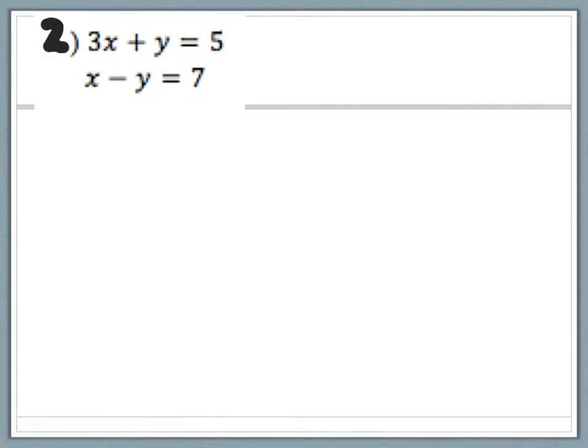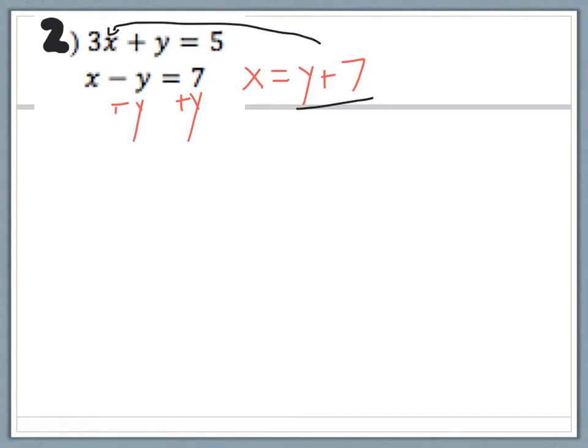Okay, so for this one, we're going to need to get a variable by itself. That's the only way you can substitute, is when you have a variable by itself. So what I'm going to go ahead and do is add y to both sides of this equation. So now this bottom one is actually going to be x equals y plus 7. Now I can go ahead and substitute that y plus 7 in for my x variable. So I'm going to have 3, then that y plus 7, minus y, or sorry, plus y equals 5.